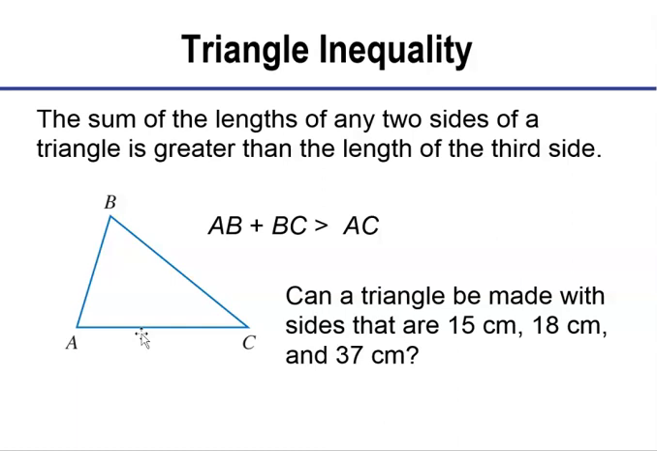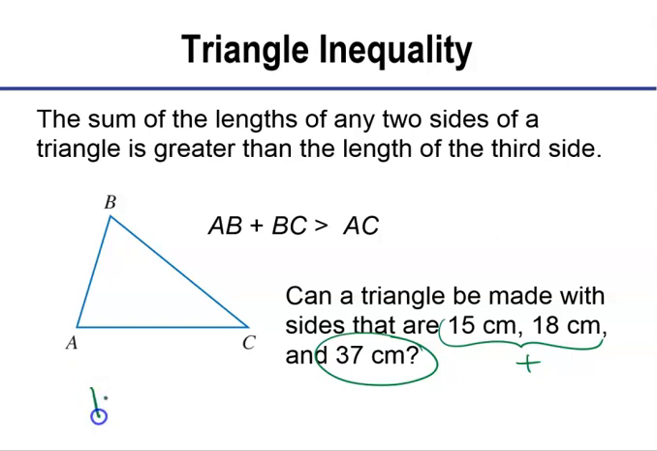Okay, so can a triangle be made with sides that are 15 centimeters, 18 centimeters, and 37 centimeters? So a good homework question right there. So look at the longest side. Here's the longest side right here. If we add those together, what do we get?